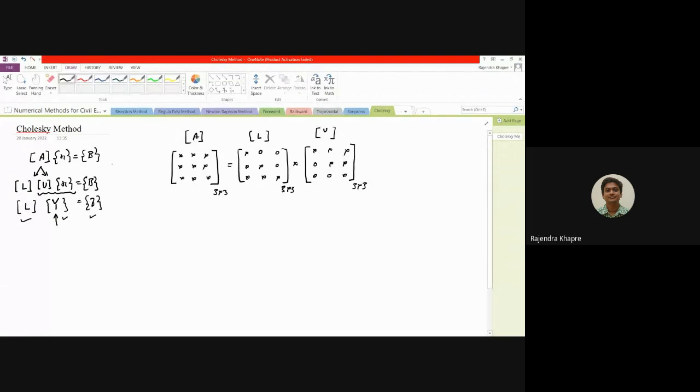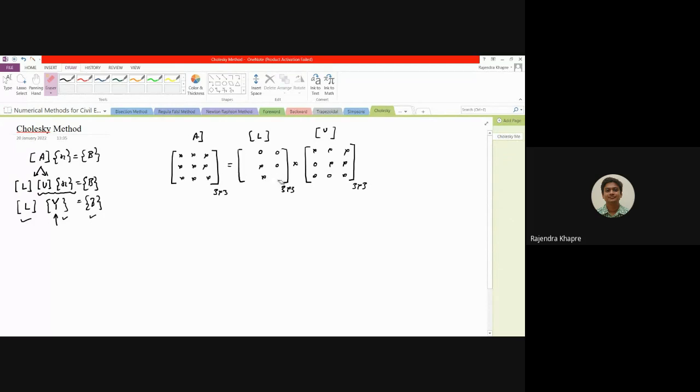Now let us say this is a 3 by 3 matrix. In place of writing these star marks, I will be writing down the numbers. Let me erase this.